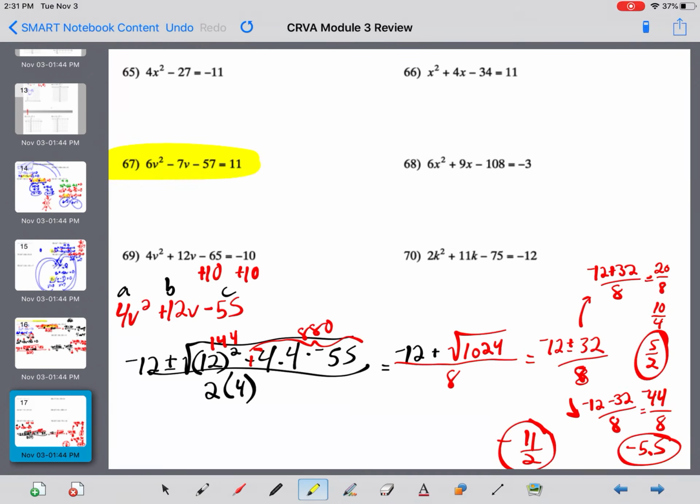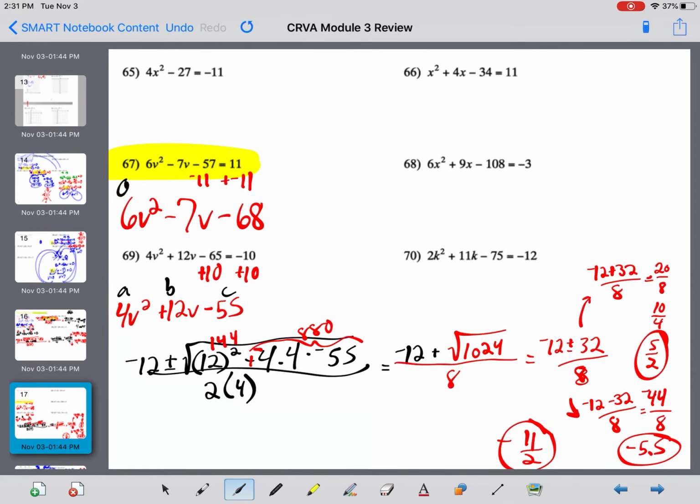There we are. The one thing I was going to say is right here, when your b value is negative, we'll do another one. So we get 6v squared minus 7v minus 68. A is 6, B is negative 7, C is negative 68. So we do the opposite of B, which is actually a positive 7, plus or minus the square root.